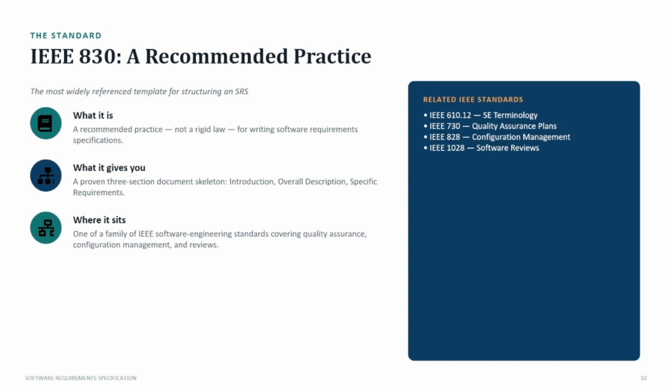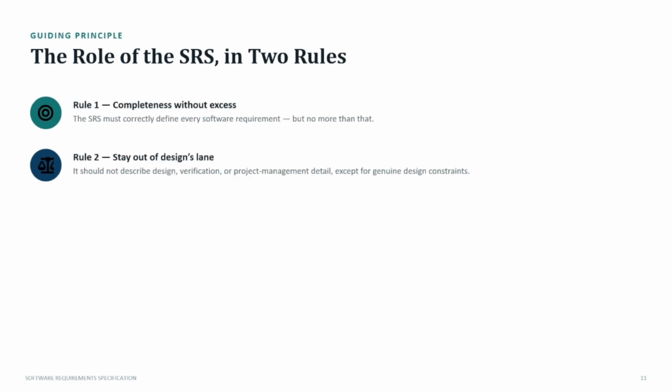Then what does it give you? It gives you the skeleton: introduction, overall description, and specific requirements. It sits in the family of IEEE software engineering standards. There are different standards also related to 830, such as software review and so on, but for us the most important is IEEE 830.